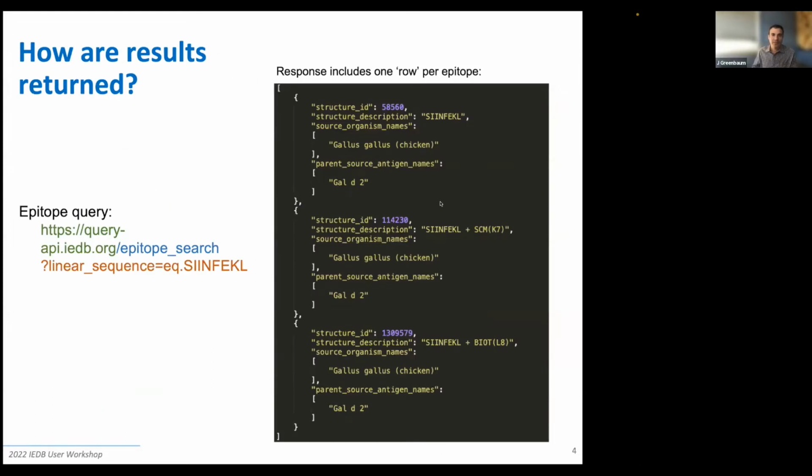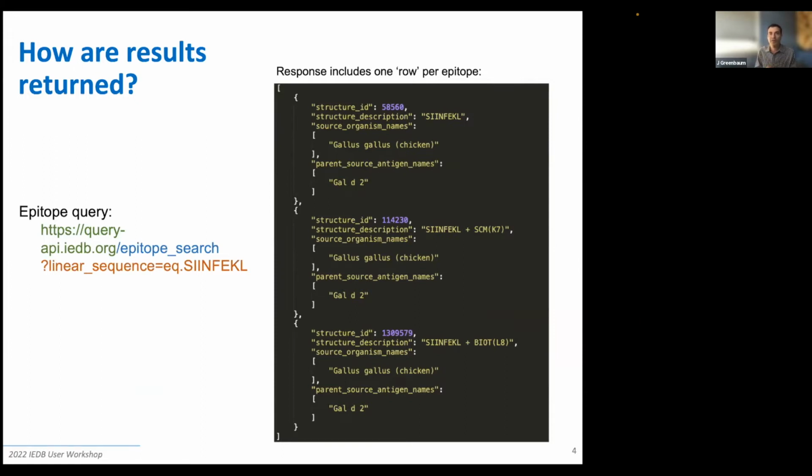And this is what the response will look like. You get a JSON response by default. You can also get a TSV response. You will have 3 records returned from this query, because there are 3 matching linear sequences. We have the base sequence SYNFECAL, and then we have 2 versions with modifications. And you get the sequence plus all of the associated data for that record.